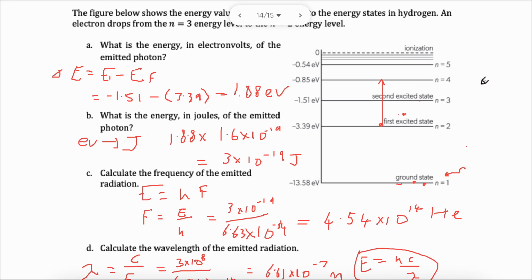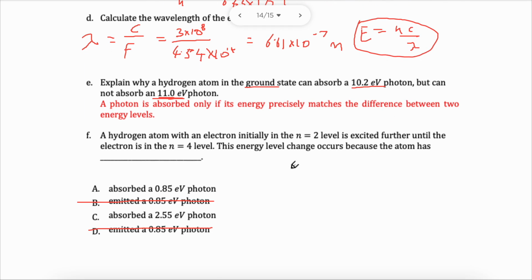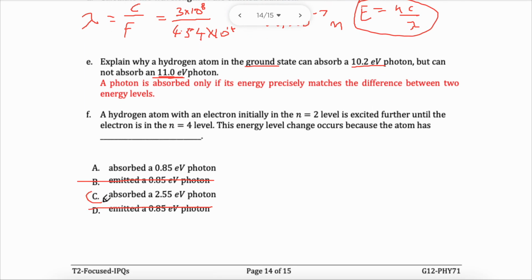Final minus initial, we can do minus 0.85, in a bracket, minus, and then this is 3.39. Close that over, and if I put that into the calculator, negative 0.85 minus negative 3.39, I should get 2.54 eV. So I've written the answer up here, and 2.54 doesn't matter, it's multiple choice, and that's the closest answer.